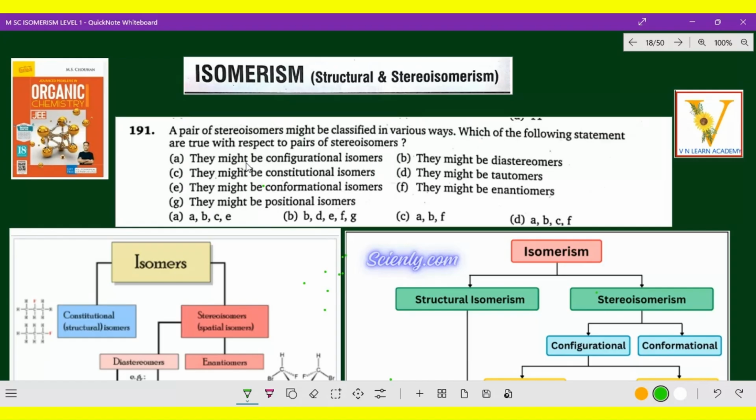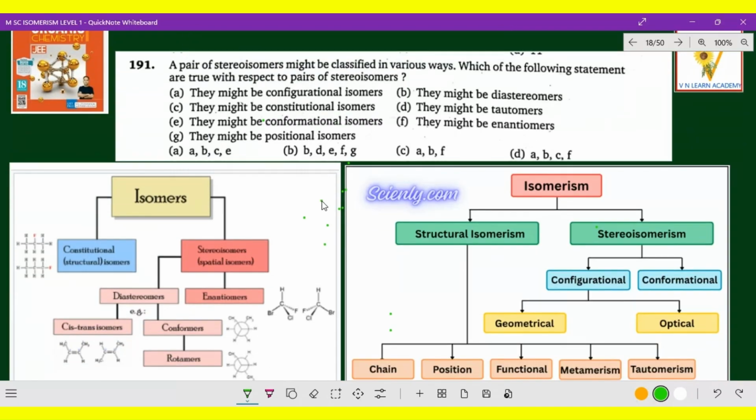Now, they might be configurational isomers, they might be diastereomers, they might be constitutional isomers, they might be tautomers, they might be conformational isomers, they might be enantiomers, and they might be positional isomers. Come on, let us check here.